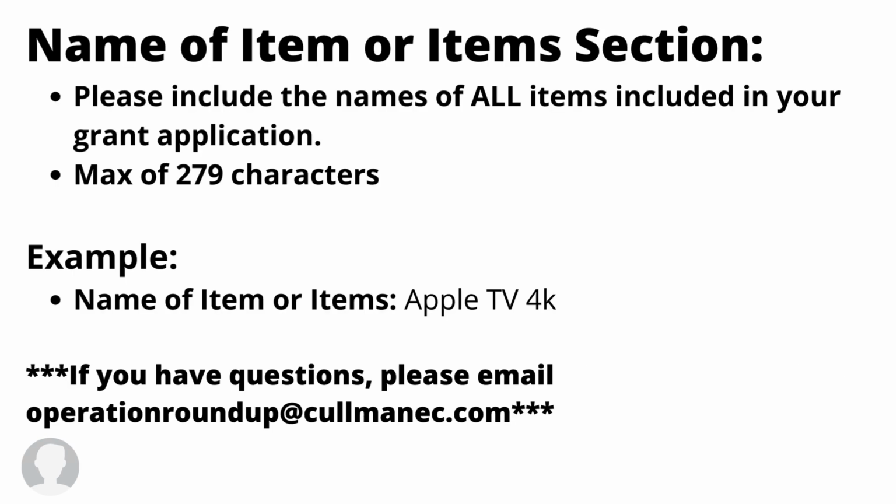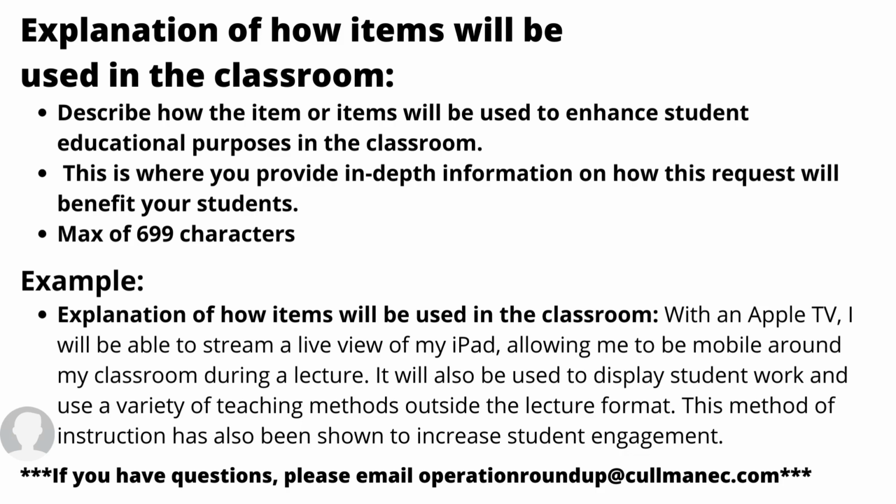Now let's go over the name of item section. In this section, you need to include the name of all items included in your grant application. So if you're purchasing multiple manipulatives, you need to list each kind of manipulative. If you're purchasing multiple slides for a microscope, please list the multiple different types of slides. In this example, the person is purchasing an Apple TV 4K and they list that under the name of item or items. If you have any questions about what should fall under this section, please feel free to email us.